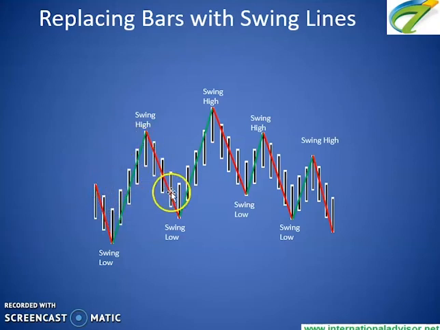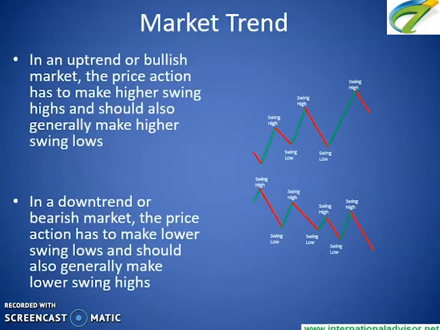But you see, the market moves in swings and in symmetrical patterns, and further we will discuss how market move is changed from bullish to bearish using these swings. Because the market moves in trends, in an uptrend or bullish market, the price action has to make higher swing highs and should also generate higher swing lows. Generally, it's not all the time. Likewise, we can see here, this is a swing high and this is the higher swing high. This is again a higher swing high, so that's why we can say this is an uptrend or bullish trend. Likewise, in a downtrend or bearish market, the price action has to make lower swing lows and should also generate lower swing highs, like this.